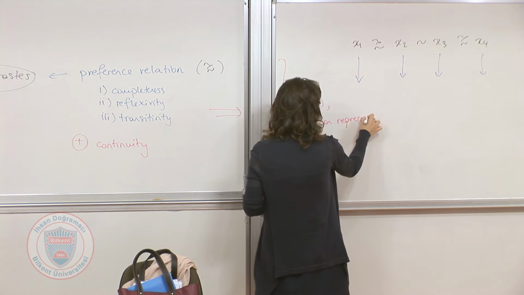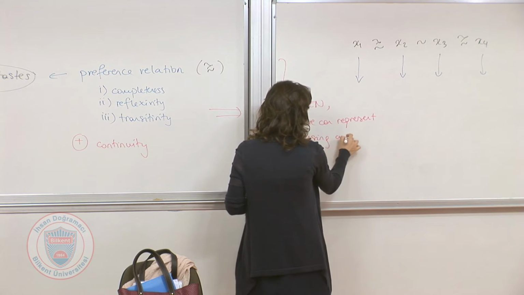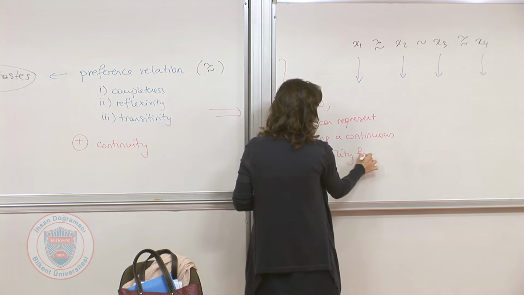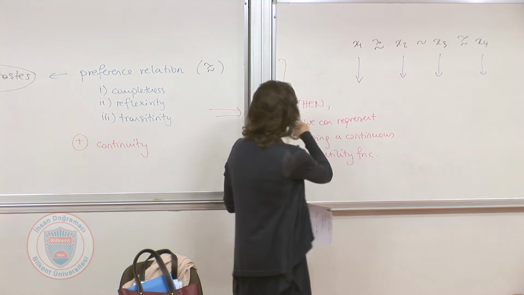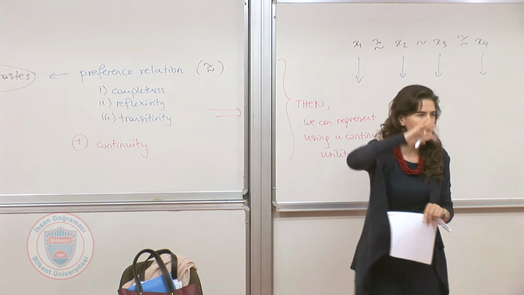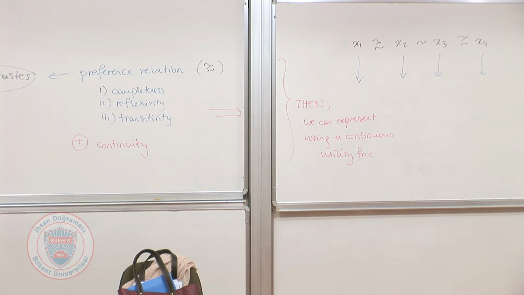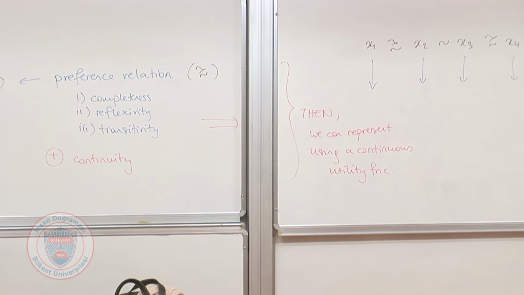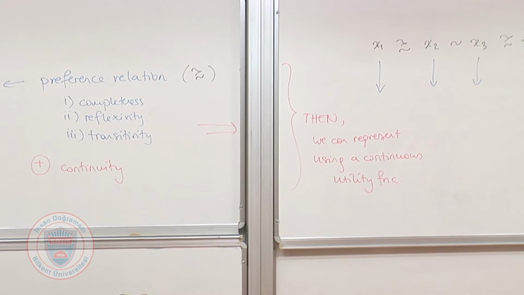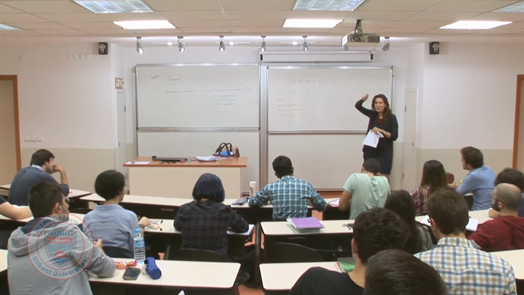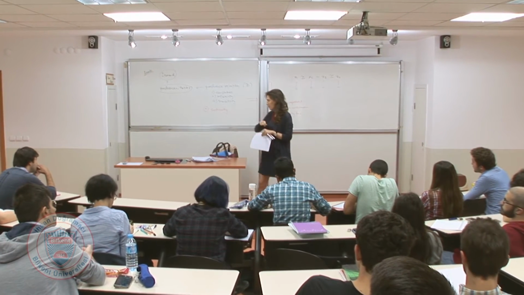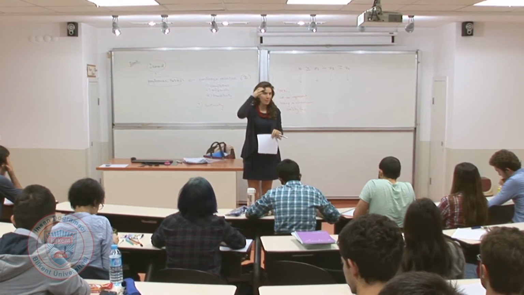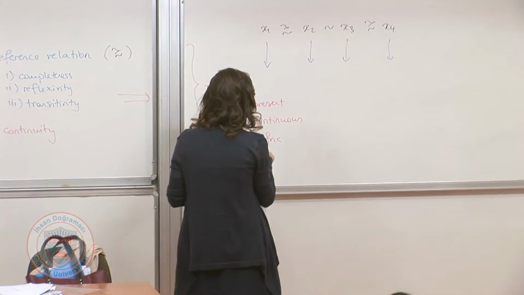So we can represent it using a continuous utility function. And continuity, if you wanted to explain it to your grandma, what would you say? What did it mean? It means that you make choices where there are not many ups and downs. You don't have many sudden reversals, you don't have sudden jumps. So basically that's what we said.